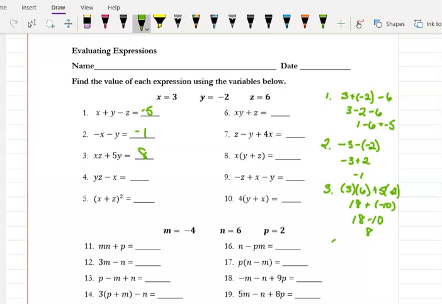And number 4, y times z minus x. So y is negative 2 times z, which is 6, minus x is 3. So negative 2 times 6 would be negative 12 minus 3. And since they're both negative, but they're not two negatives in a row, that would mean that we're combining 12 and 3 and keeping the number negative, so it would be negative 15.